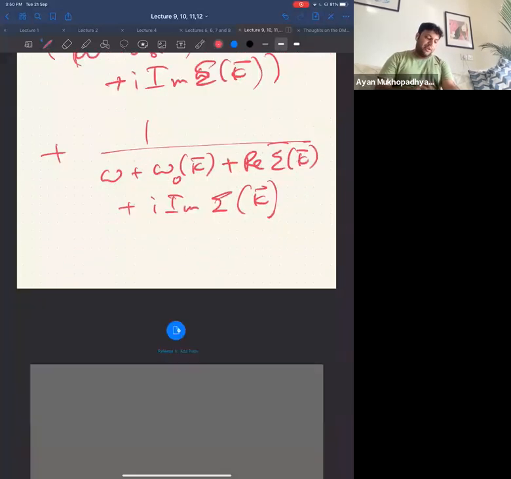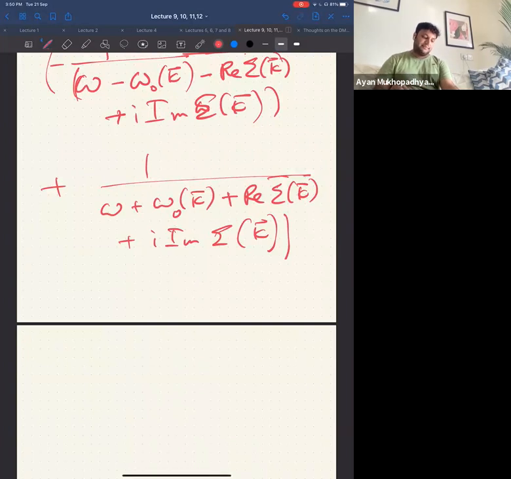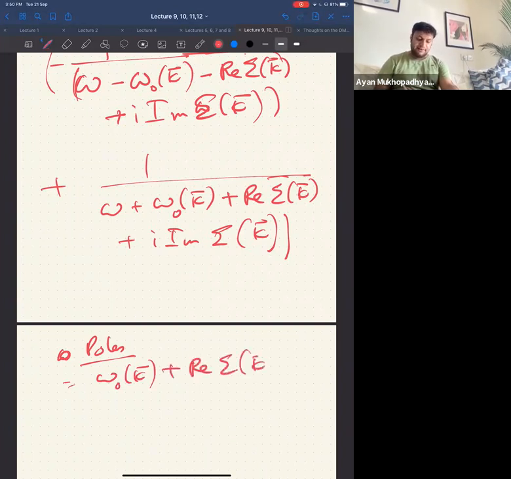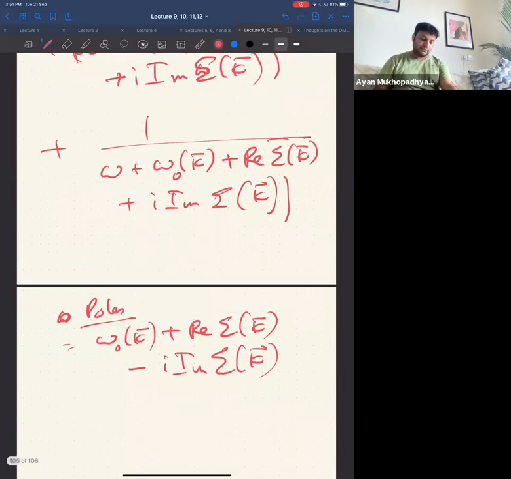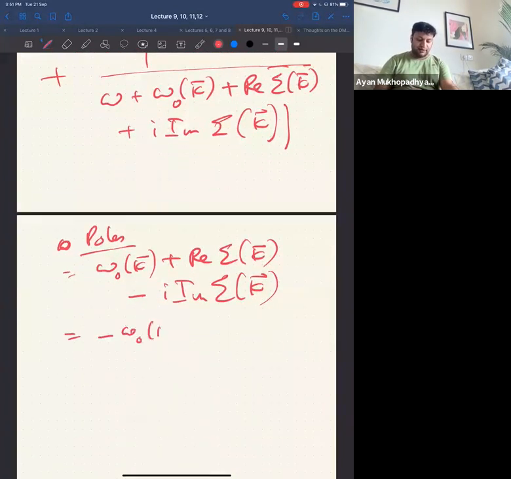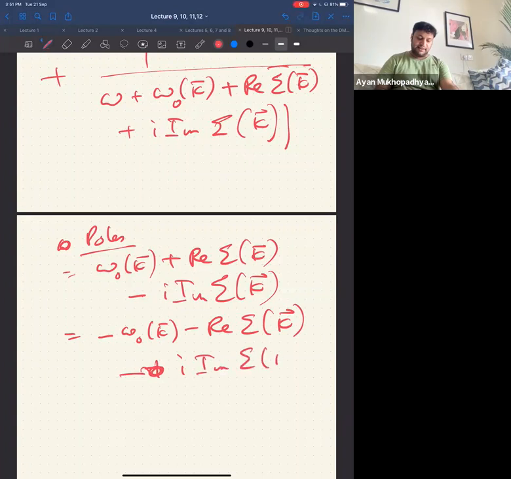Exactly. So now where are the poles? Okay, let us look at the poles and then I will explain this. So the poles of this function are at omega naught k, which for the free theory was here, and then there is a plus real sigma k, all right, and minus of i imaginary sigma k. And the other pole is at minus omega naught k, minus of real sigma k, and the same, minus i imaginary sigma k.